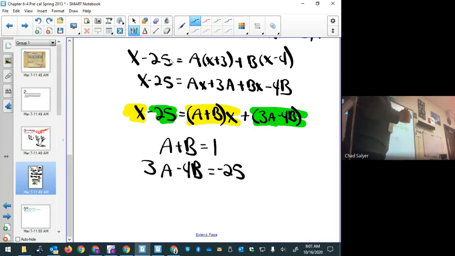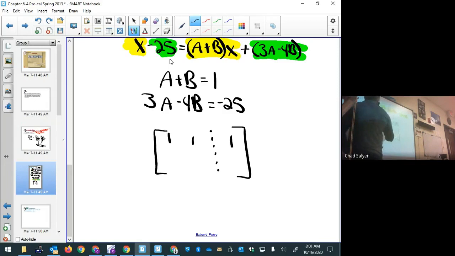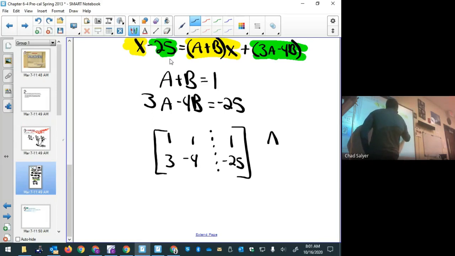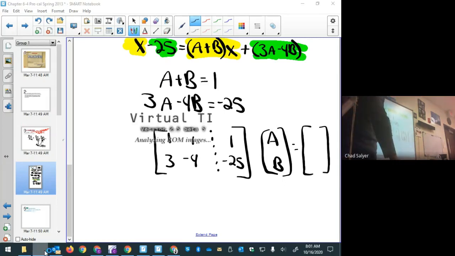Now we can apply a matrix, because this is a system, right? So let's make our little RREF. Because when left to our own devices, that's what we like to use. So let's see what we get here.